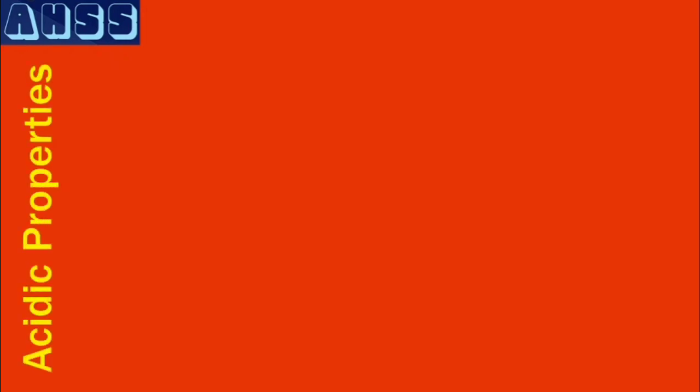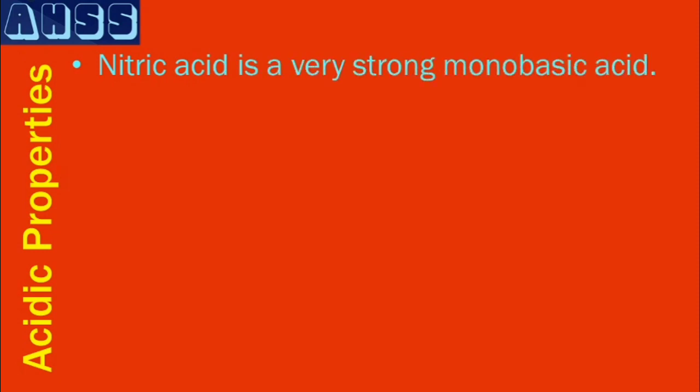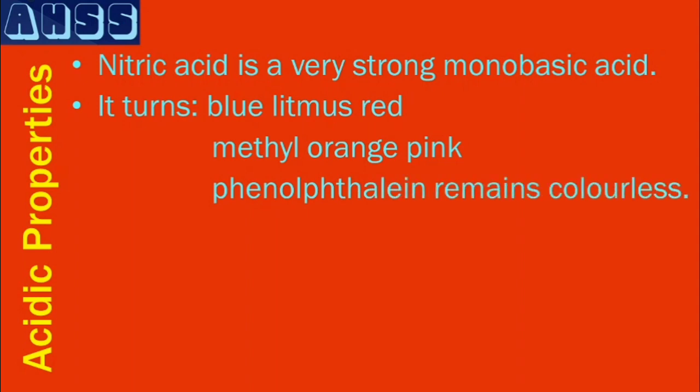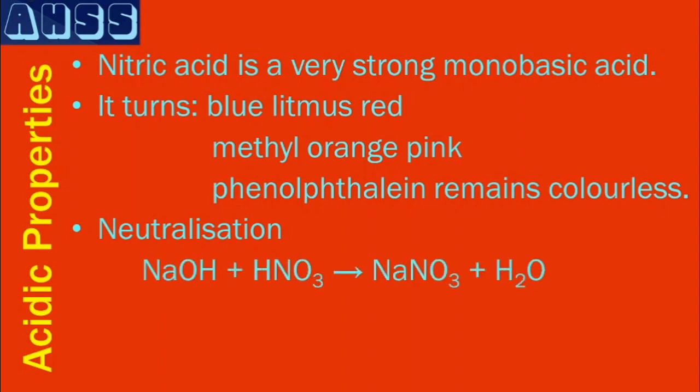Acidic properties of nitric acid. Nitric acid is a strong monobasic acid. It turns blue litmus red, methyl orange pink, and phenolphthalein remains colorless, as with other acids. It undergoes a neutralization reaction. It reacts with bases to form salt and water. Let us take the example of sodium hydroxide. When it reacts with nitric acid, sodium nitrate and water are formed.